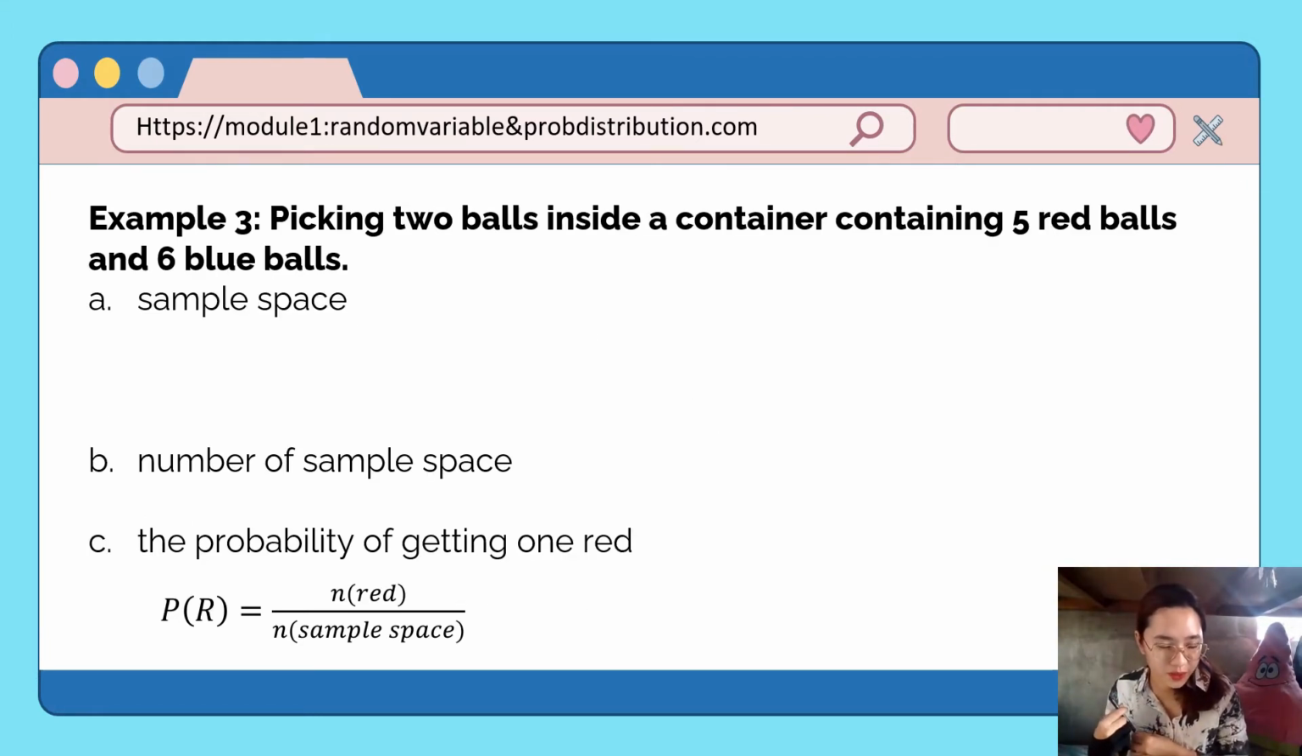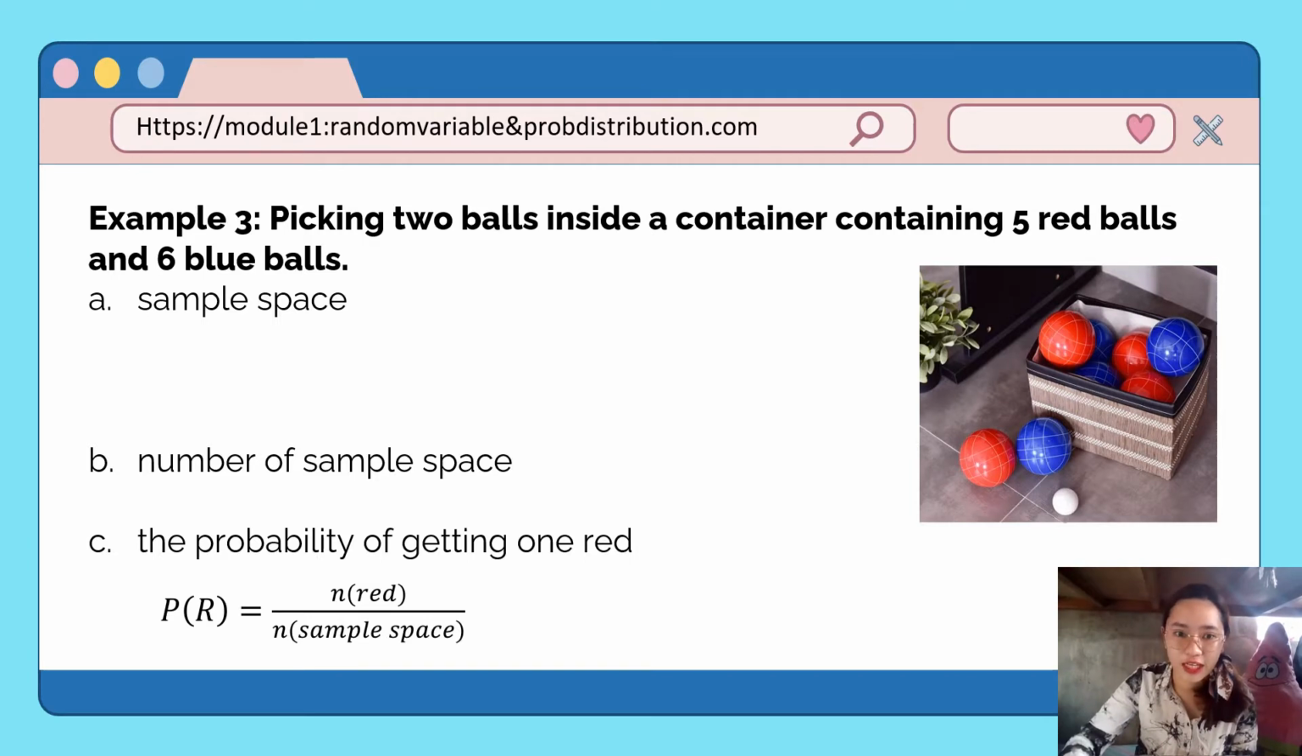Another example of an experiment, picking 2 balls inside a container containing 5 red balls and 6 blue balls. So, let's say ito yung container natin.